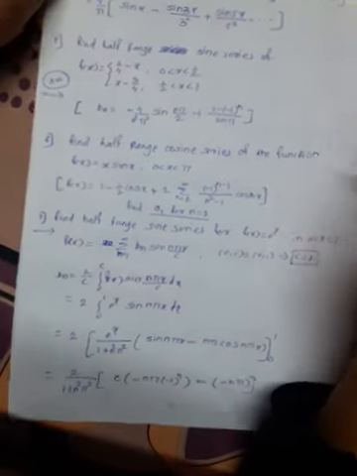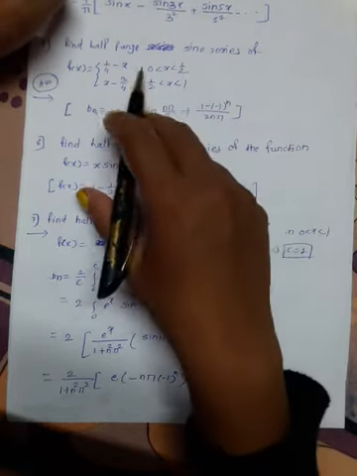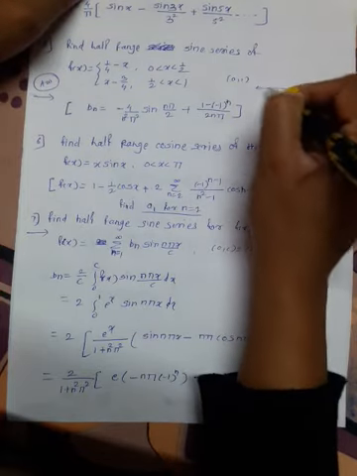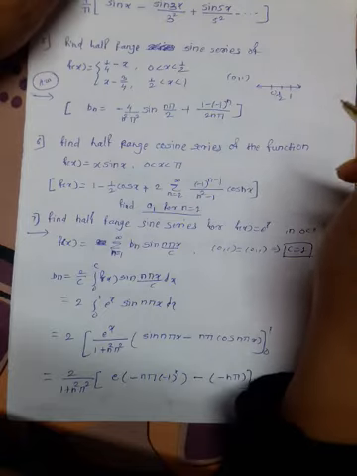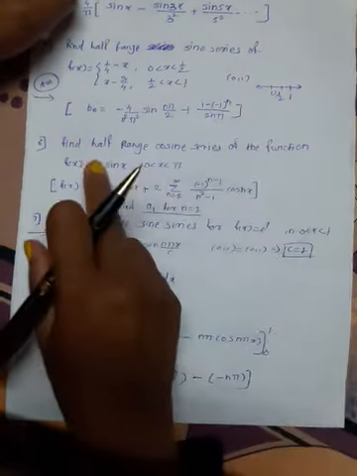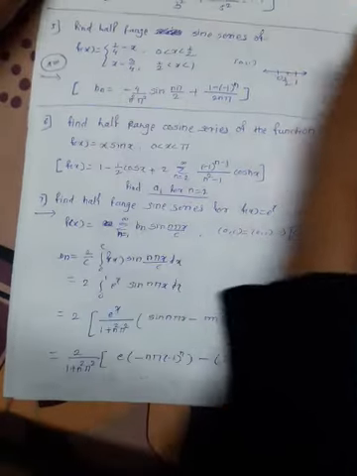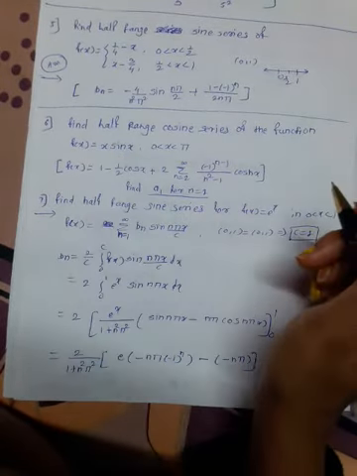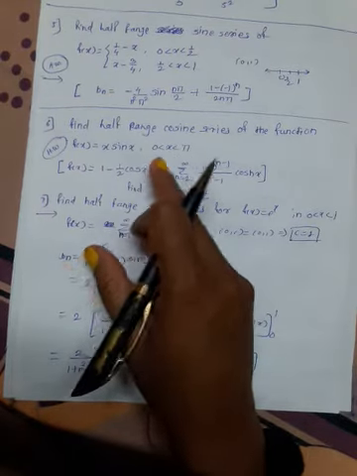Now this is the homework for you. Find the half range sine series for this function. The function's range will be 0 to 1, and 0 to 1 is split into 0 to half, half to 1. This is the bn value. Now find the half range cosine series for the function f(x) is equal to x sin x. This is the homework. We have already seen such a type of example earlier.